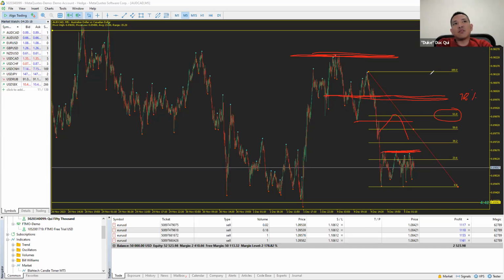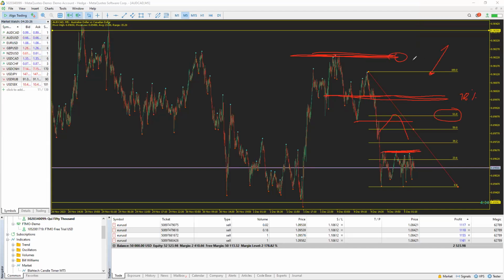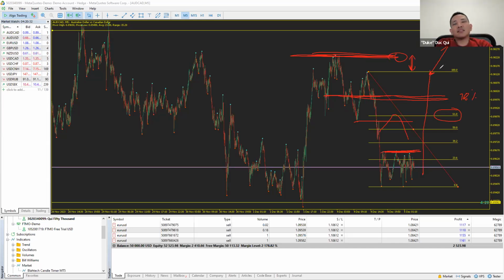Because if it goes all the way to 100, it's probably going to go to here. This move right here is so small compared to this that it's more likely to go all the way. Would it break this? Probably not. It might go down like this, and then it could come up to here. Does that make sense? Yes.